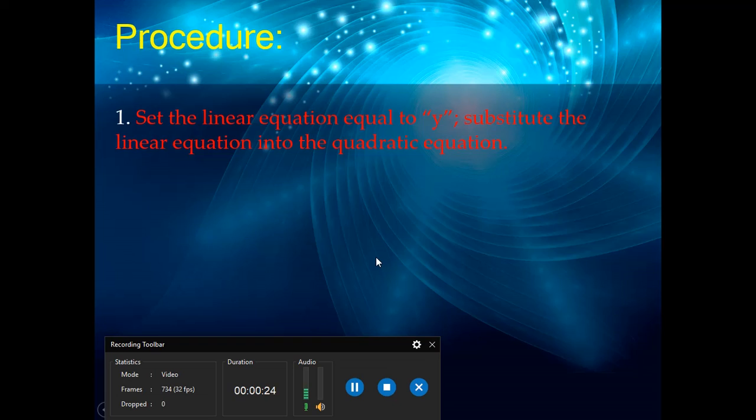When you solve a quadratic linear system, you're going to be presented with 2 equations. At this point, you should be able to identify which one is the quadratic equation and which one is the linear equation. Once you've identified which one is which, we want to take the linear equation and set it equal to y, so you want to have it in slope-intercept form. And then we're going to substitute the linear equation into the quadratic equation. Since both of them will be set equal to y, we can easily sub in.